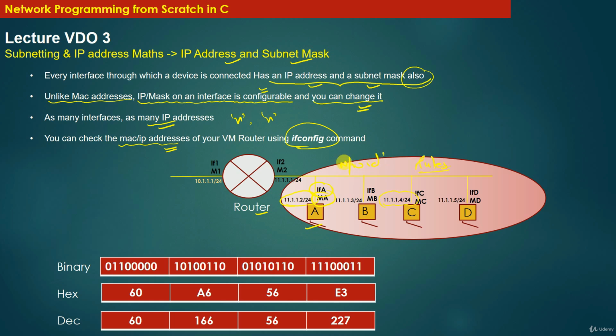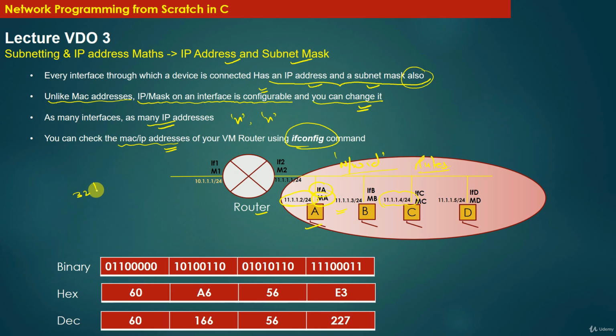right? So the MAC address could be any random number. It need not follow any particular pattern. But the IP address, on the other hand, has to be configured by the administrator, and they have to be configured systematically as per some scheme. So let us discuss the representation of IP addresses.